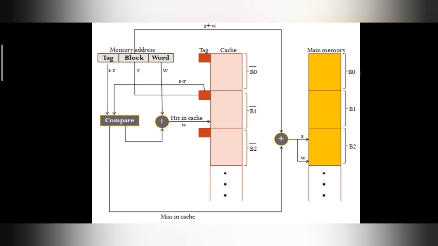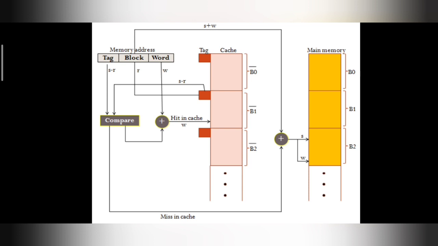So this is the diagram which is given to you. Don't get confused. Just follow my words. On my right hand side, I have a main memory which is divided into blocks denoted by B0, B1, B2 and so on. In the middle, I have a cache memory which is again divided into blocks denoted by B0 bar, B1 bar, B2 bar and so on. On my left hand side, I have a memory address. This memory address will be used to access a particular address either from cache memory or from main memory. Basically, it is a memory reference to read the data either from cache or main memory.